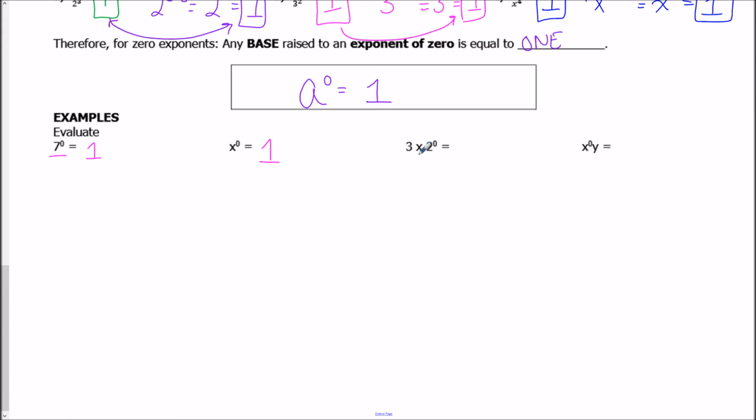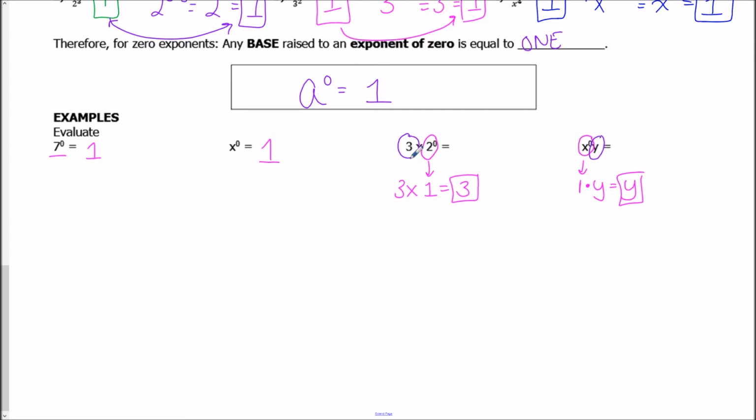Okay, this one's a little bit trickier because the only thing that's being raised to the power of 0 is this 2. So this is a 1, but I copied down the 3, so 3 times 1 gives me 3 as my answer. Okay, and then in this last one, this one right here is just a 1, but there still is a y, so 1 times y gives me y. So if the other pieces are not being raised to the power of 0, you keep them. They don't become a 1.